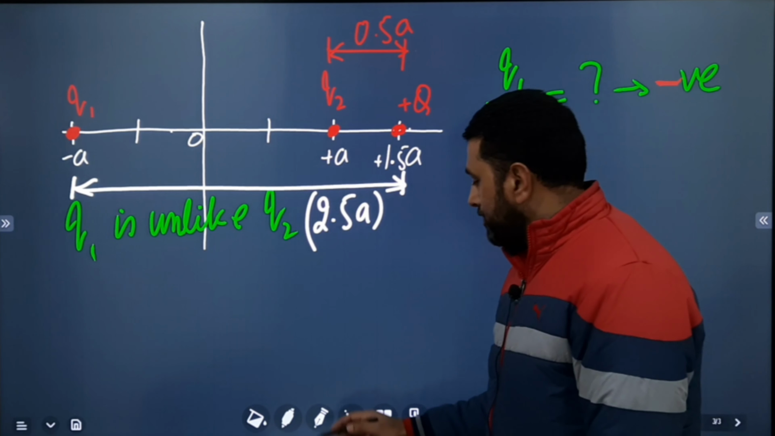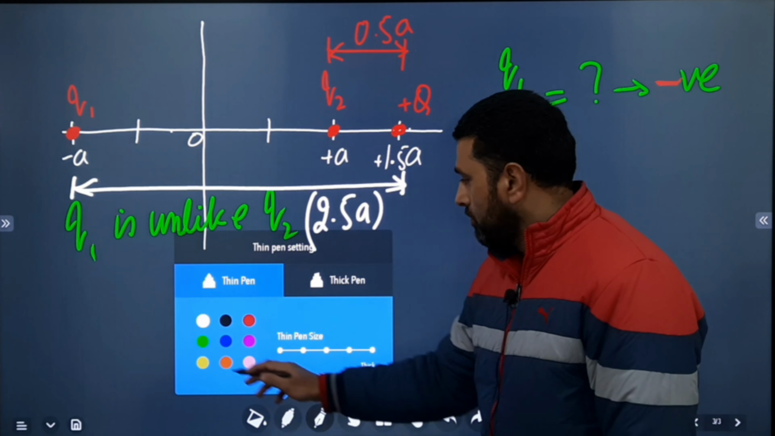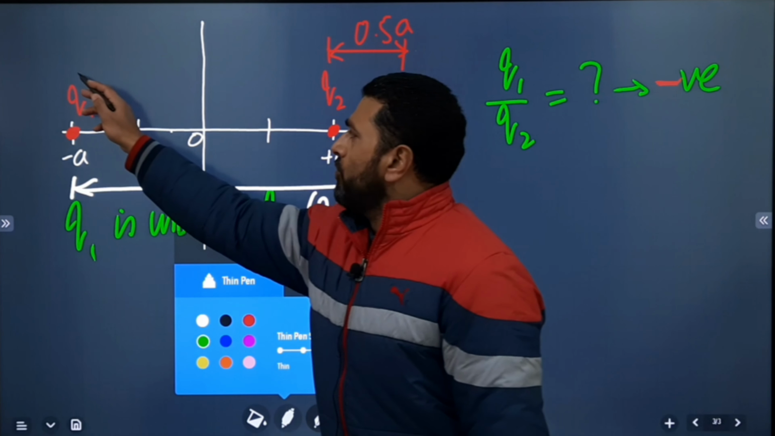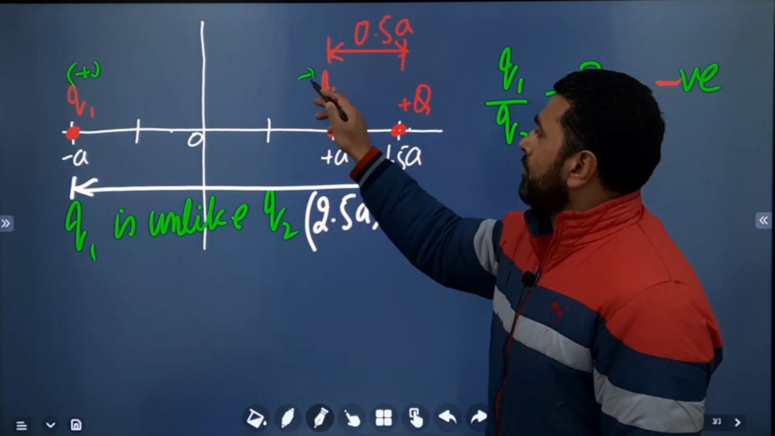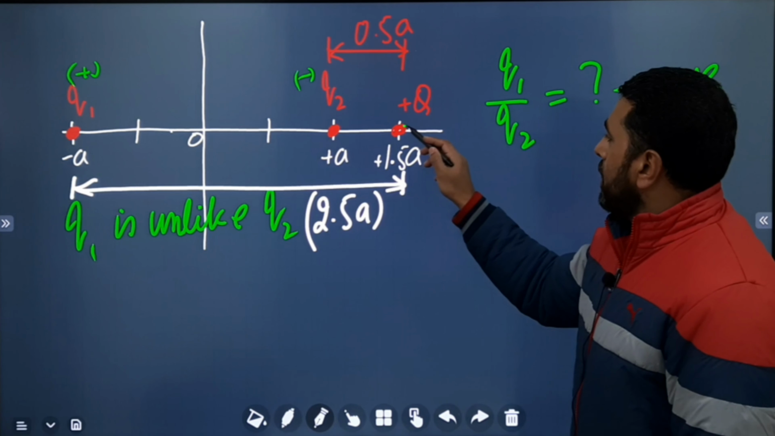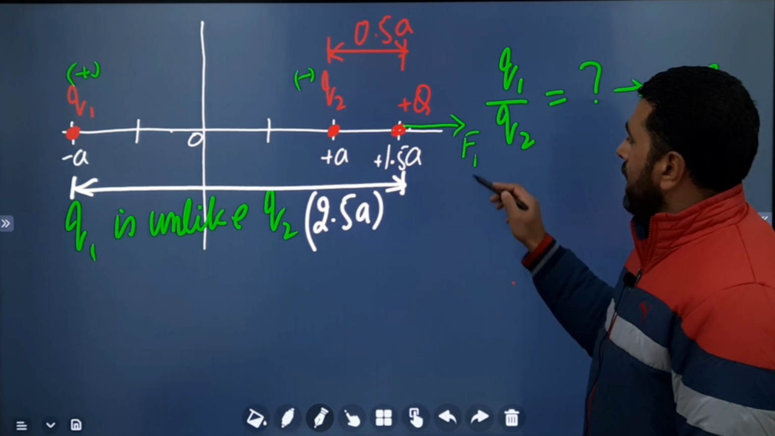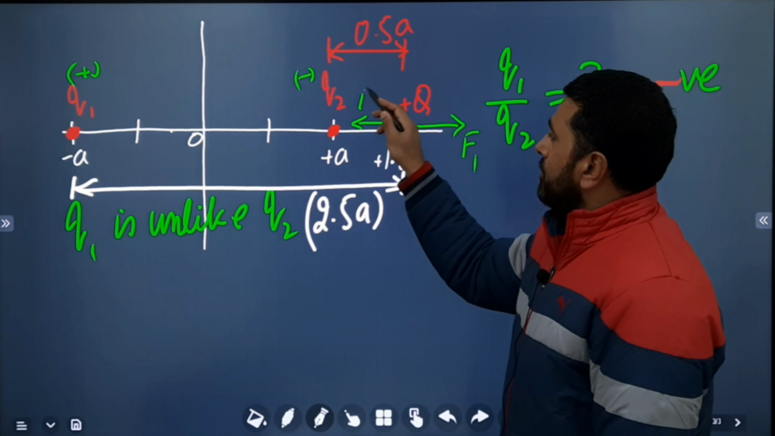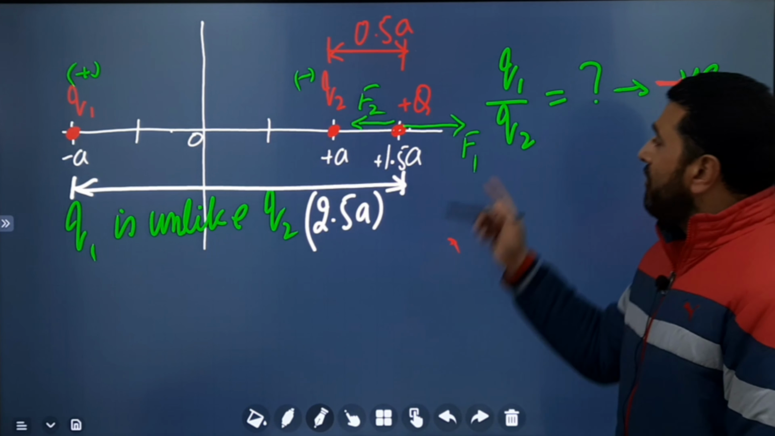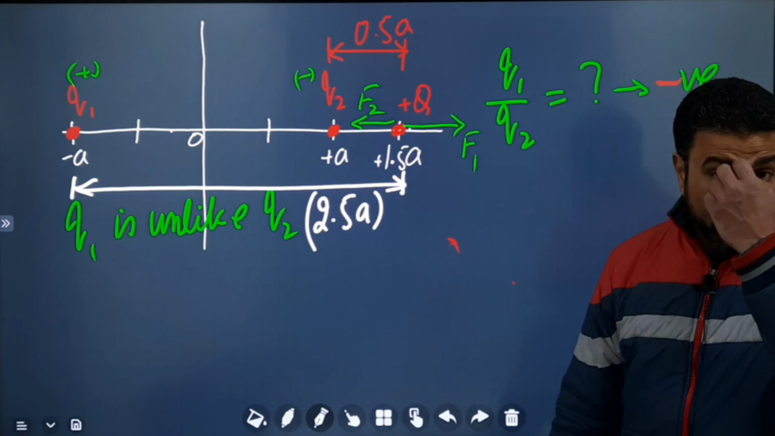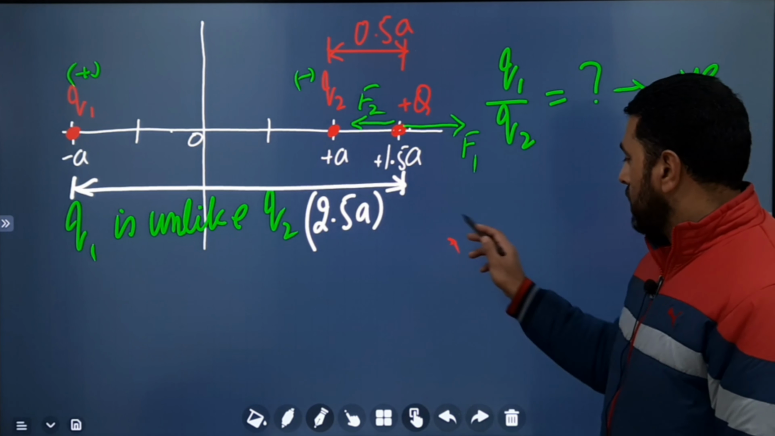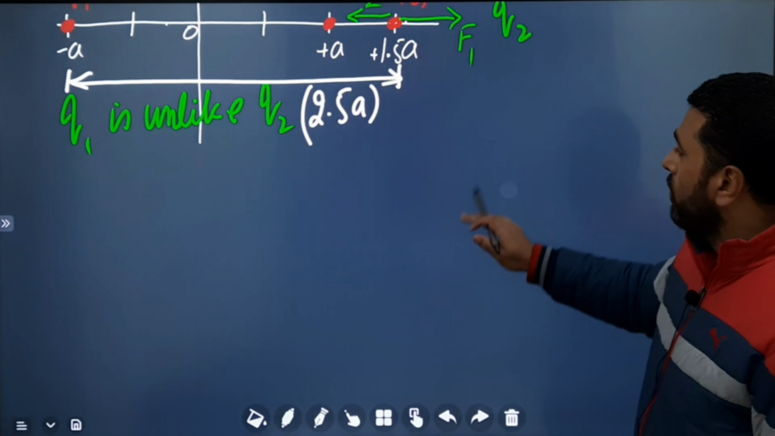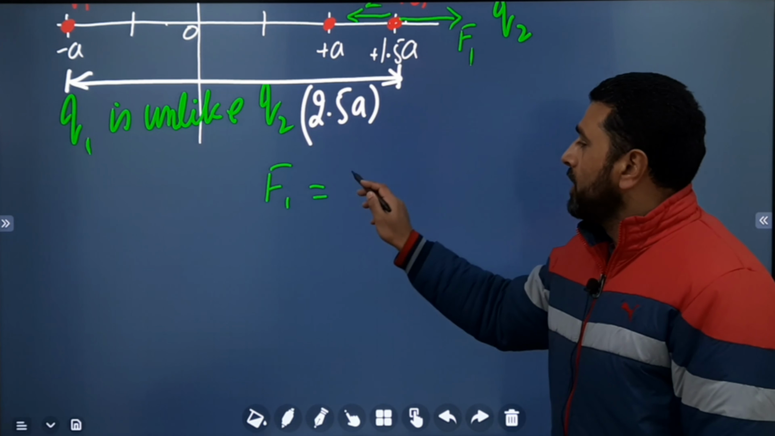And what about the forces? Let's assume 1 is positive and 2 is negative. So 1 will repel capital Q, so that force will be this way, F1. 2 will attract it, so F2 is this way. Now F1 and F2 must be of the same magnitude; only then will they cancel out. So F1 must be equal to F2.